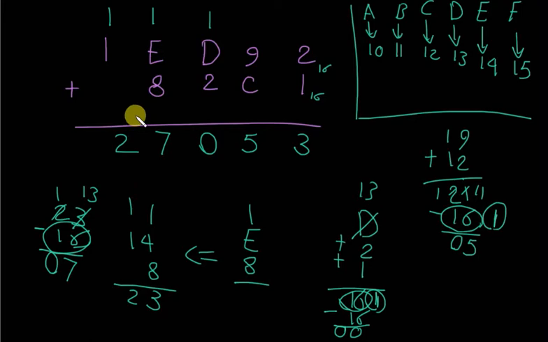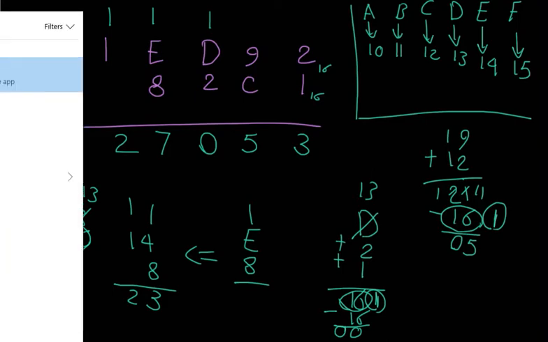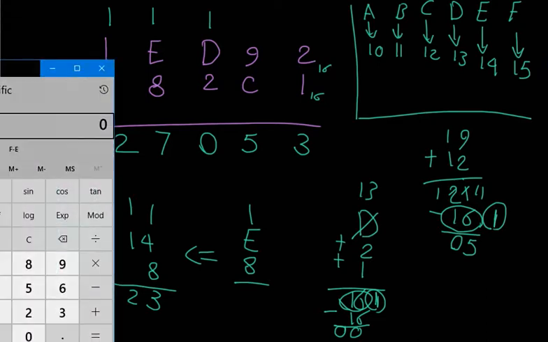So as you can see, I have 27053, and this is the value that I get from adding these two together. Now let's just check it in our programmable calculator, just to make sure what we calculated was actually correct.